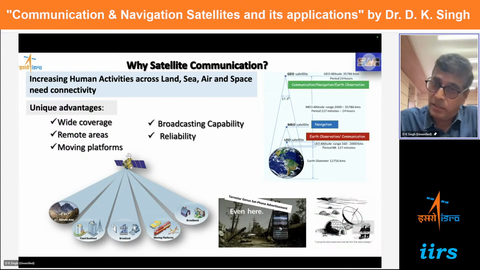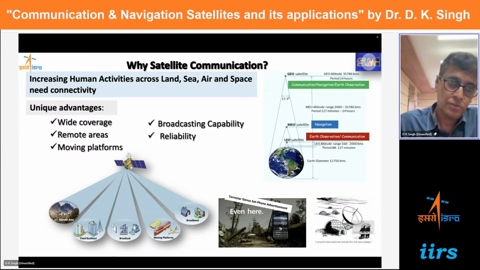Now we have many means of communication: cell phone, the internet, and so many others. But satellite communication is also required because human activity is increasing across land, sea, air, and space. And traditional means of communication do not necessarily cover all these things, especially if you go to difficult regions of land, deep in the sea, up in the air, and deep in space. These are the very special use cases of satellite communication.